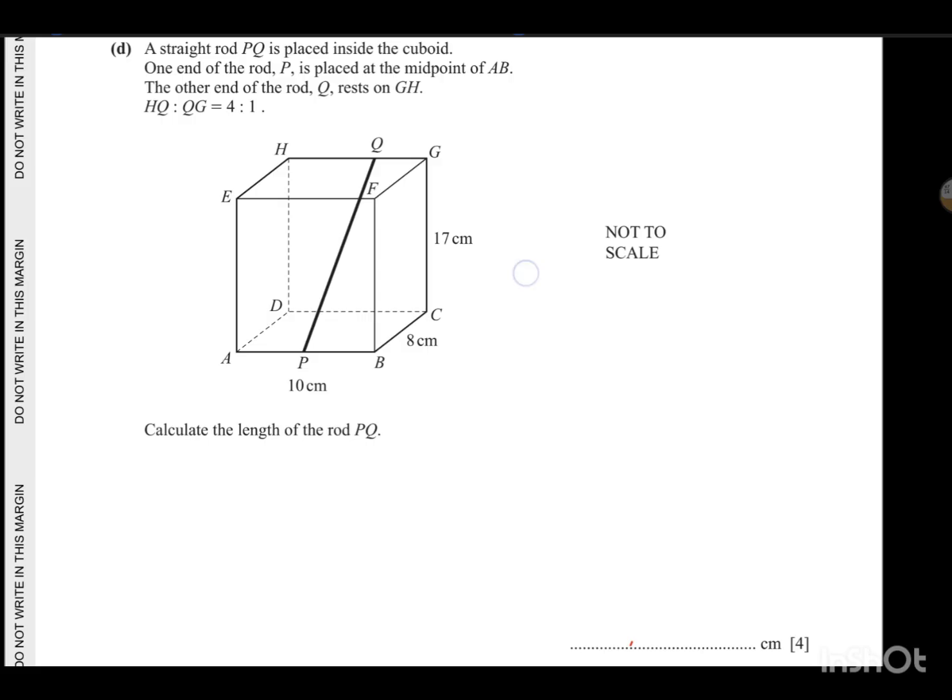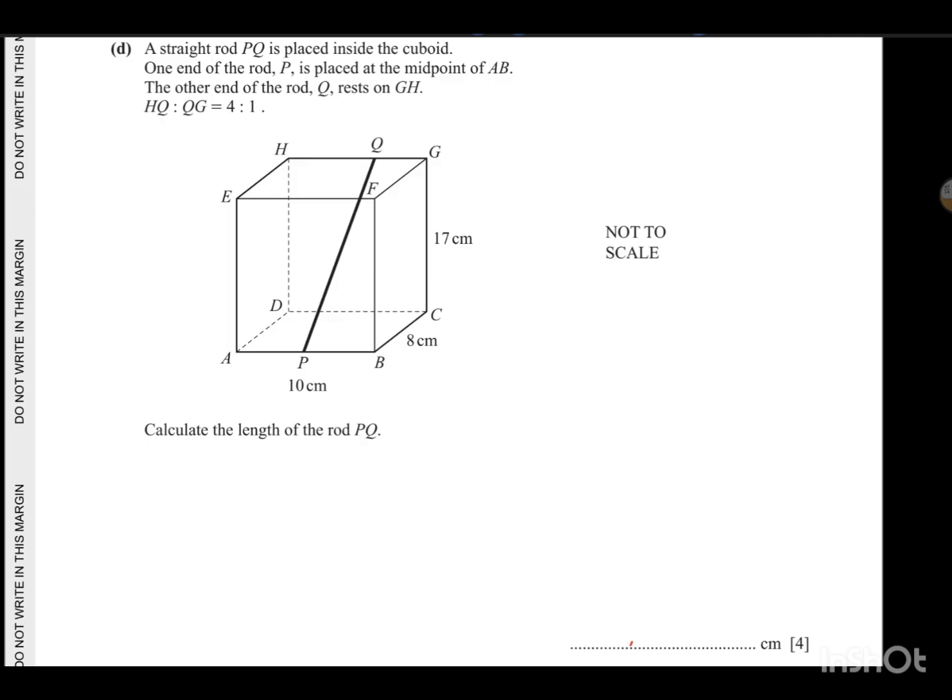Question number D. A straight rod PQ is placed inside the cuboid. So this is the straight rod here. One end of the rod P, this is one of the ends, is placed at the midpoint of AB. So that means this is 10, so each will be 5. This is 5 and this is 5. Midpoint means AP is 5, PB is 5. The other end of the rod Q rests on GH. Now this is on another end and it is on GH.